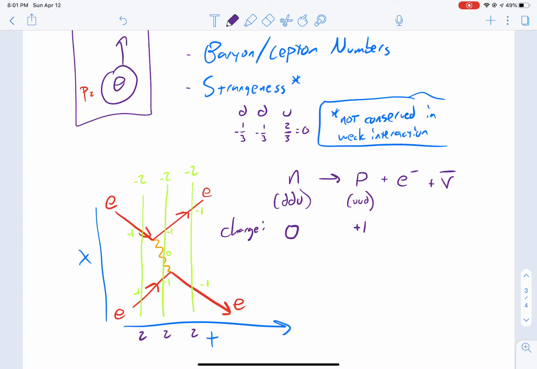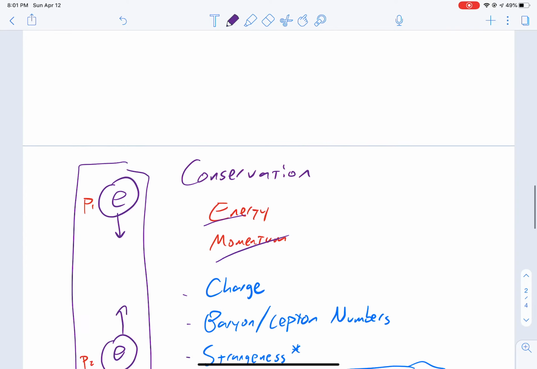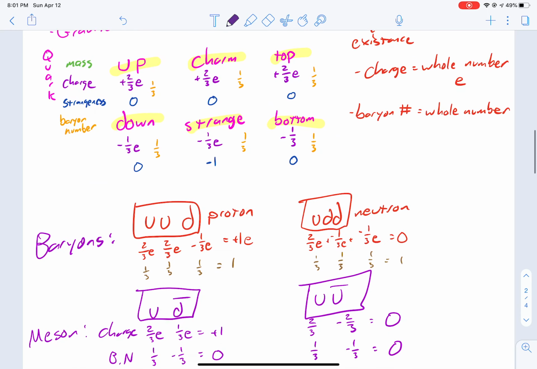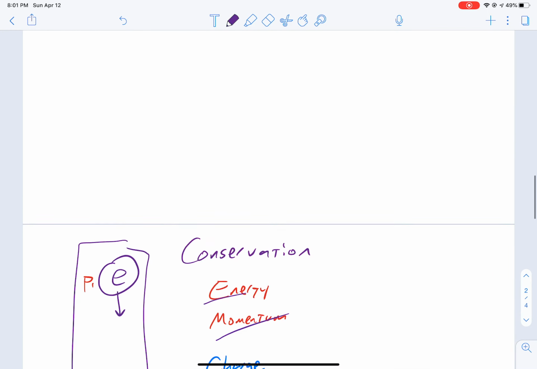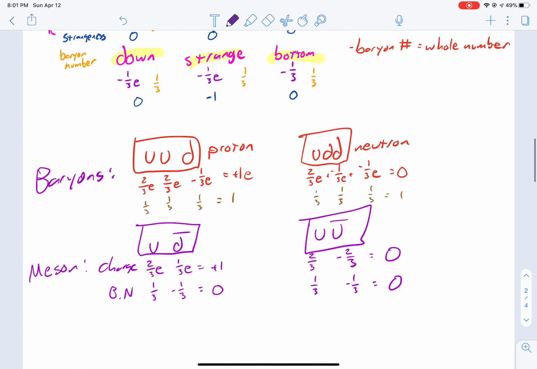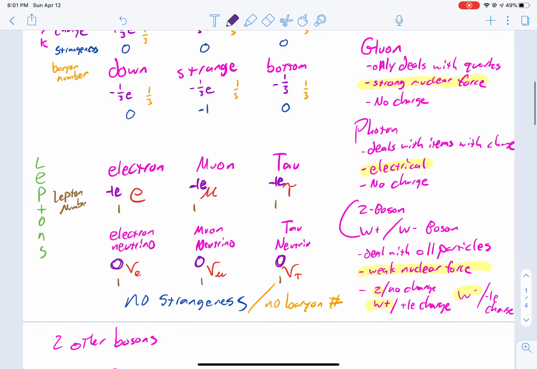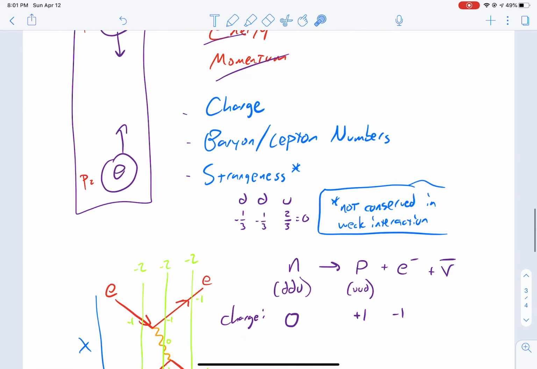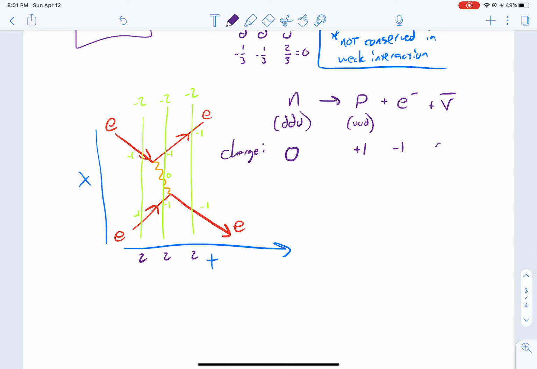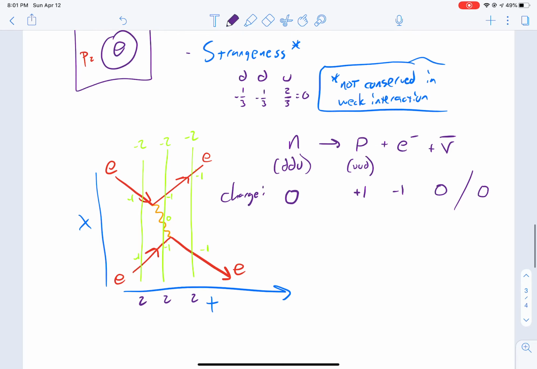The electron is a minus 1 charge. The antineutrino. Well, neutrinos don't have any charges. They're totally chargeless. Yeah, neutrinos here, no charge at all. So no problems there. Plus 1, minus 1. That means the whole right side of the equation has a charge of 0. So far, so good.